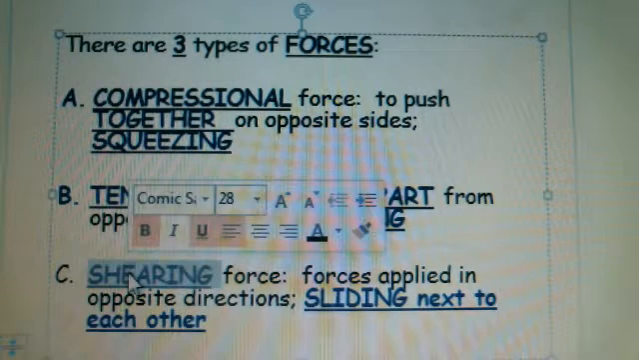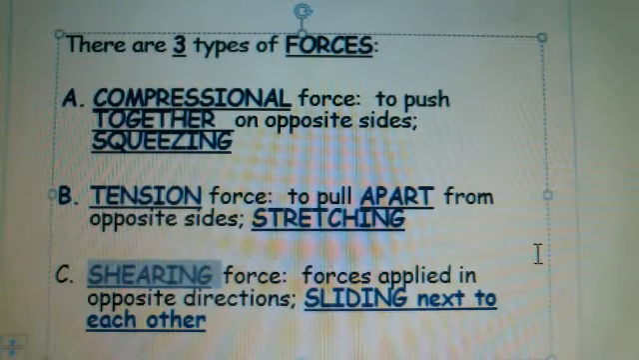The third kind is a shearing force. That's when we have forces applied in opposite directions. A shearing force is when we have two pieces of plates that are sliding next to each other. They're not necessarily pushing against each other or pulling apart. They are just sliding across next to each other. With those three, we have all sorts of actions going on in the crust.